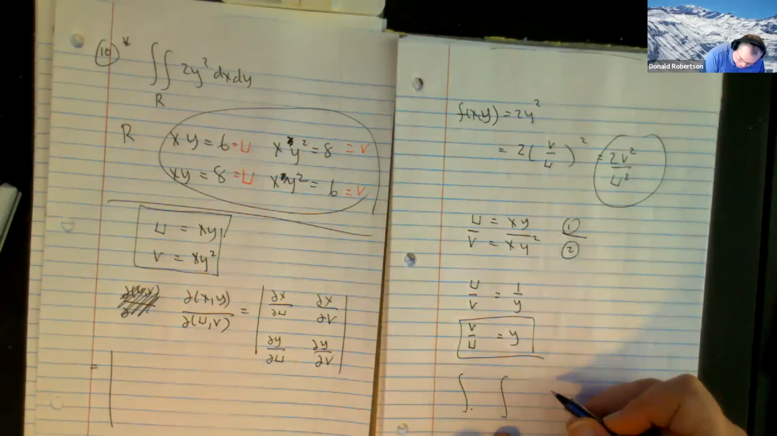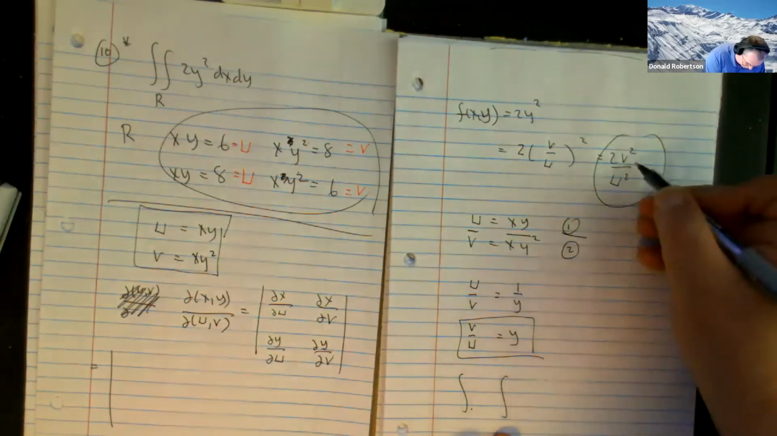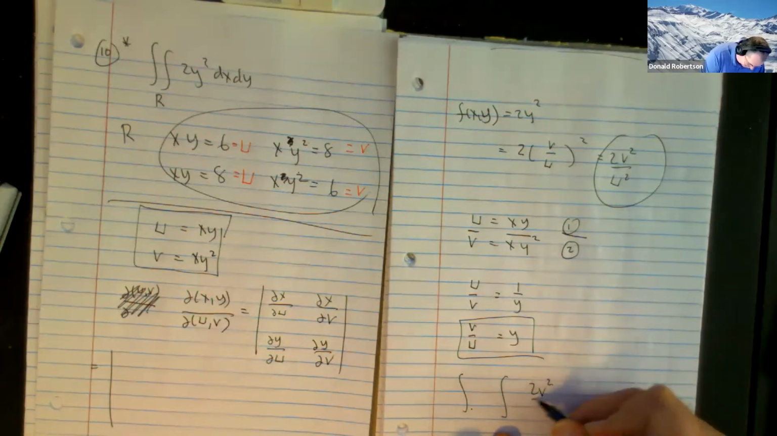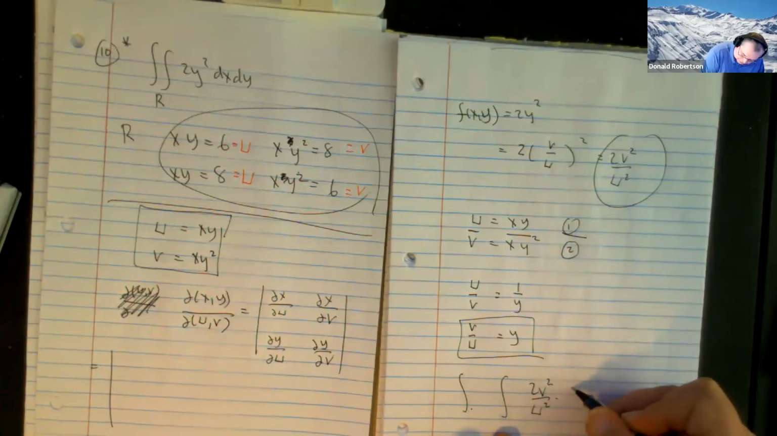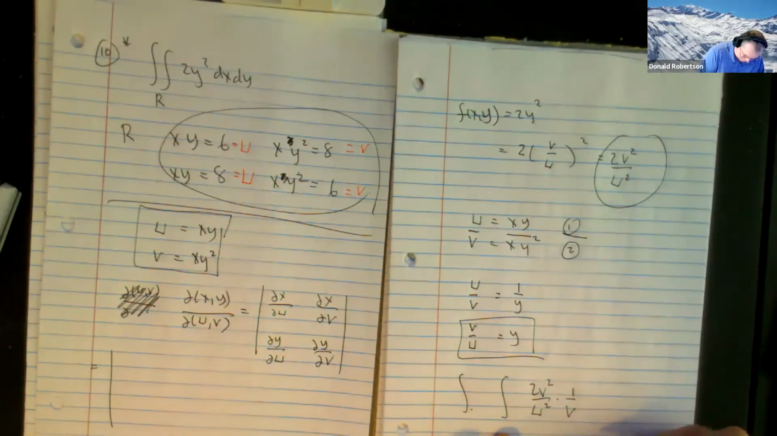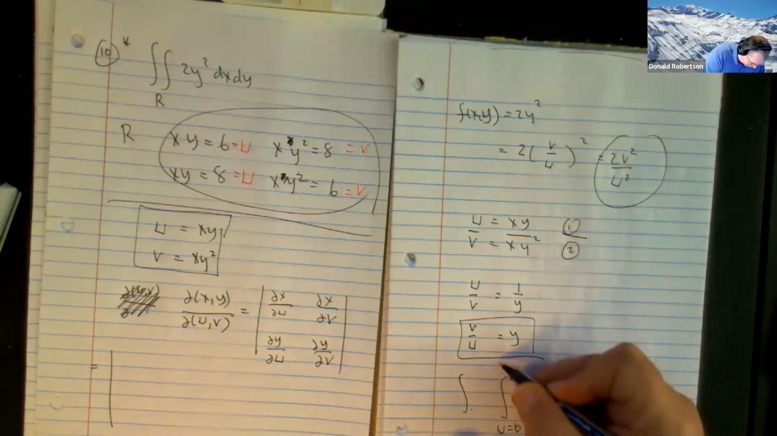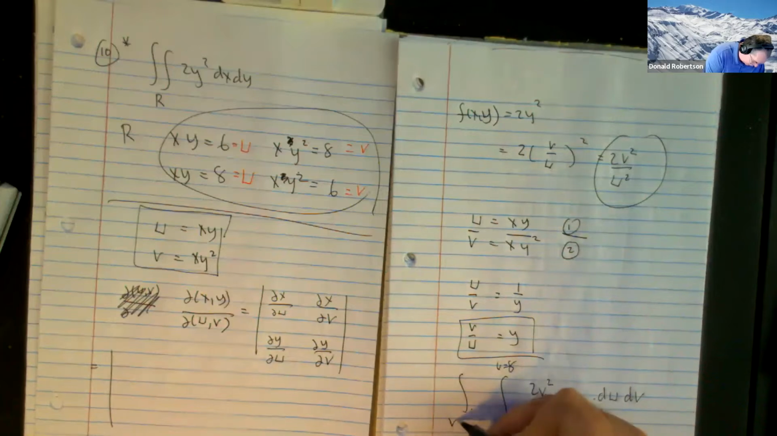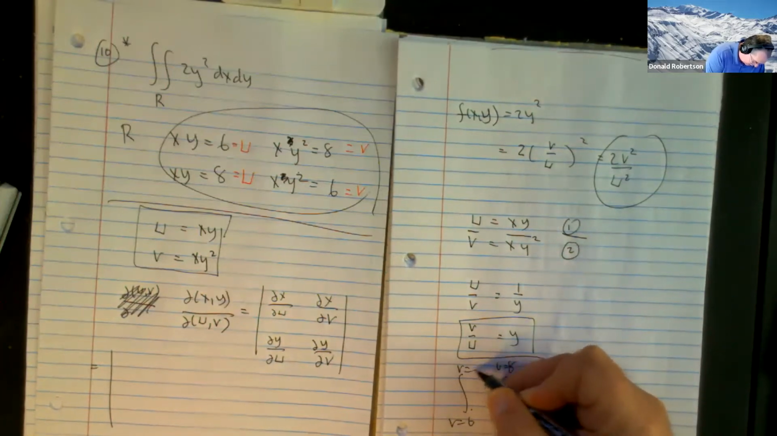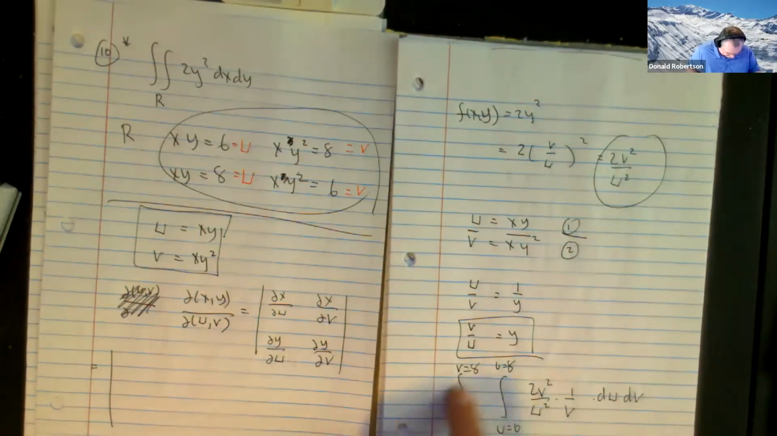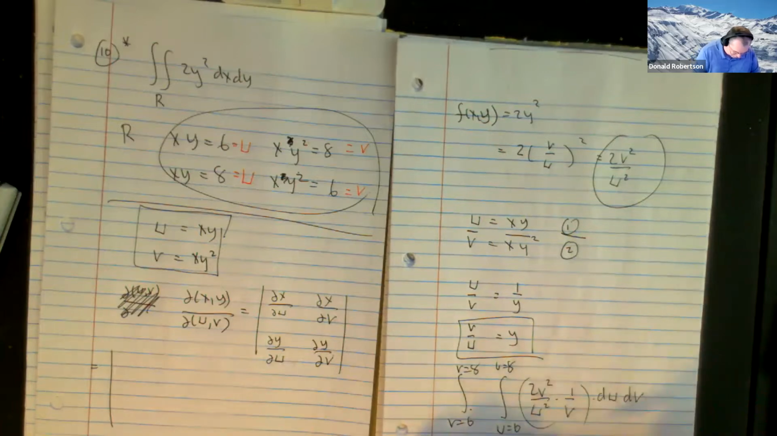The function was this guy times 1 over v, right, the Jacobian. I guess I'll do uv, and u goes from 6 to 8. So does v go from 6 to 8. Yeah, a little tidying up there. Would you agree you could cancel one of the v's and separate it out and you're done?